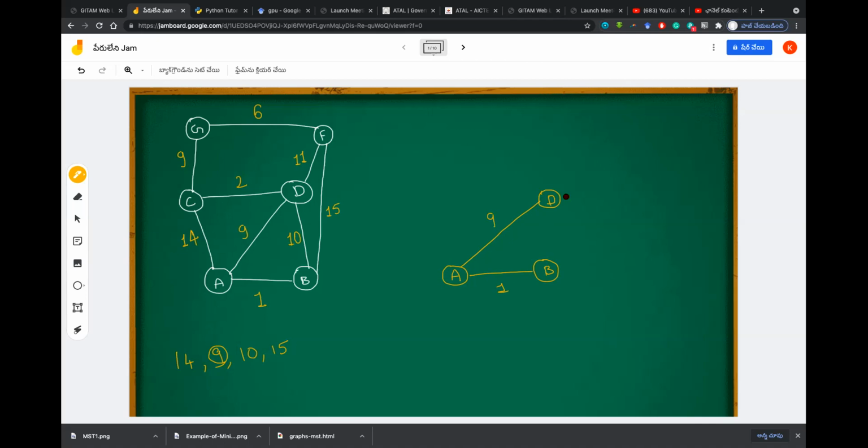And now tell me from D what you want to see. What are the things that you will check now? Sir, 14, 10, 15, and 2 and 11. Yes, so let me draw some other lines. Okay, let me draw first these nodes C, G, F. Okay, so I will put a dot mark. So you have a dot mark telling this is 14.